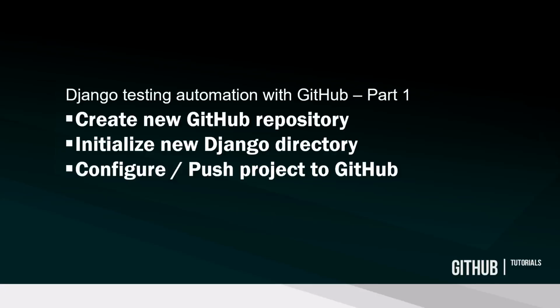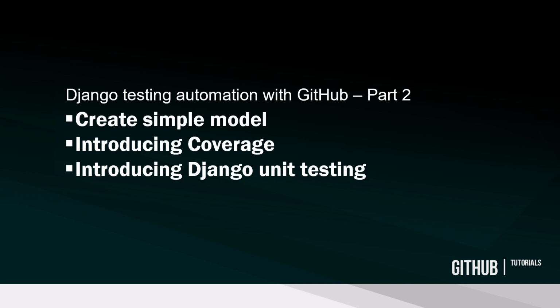Okay, so like I said, you can skip ahead to different sections of this tutorial. I'm just going to first take you through creating a new GitHub repository, initializing the Django directory and project, and then configuring it and pushing it over to GitHub. Just go through that process using the command line. I'll then go to part 2, where we create some simple models, introduce coverage, and then we'll introduce Django unit testing, just a small introduction so that we can build a simple test so that we can then run it in GitHub.